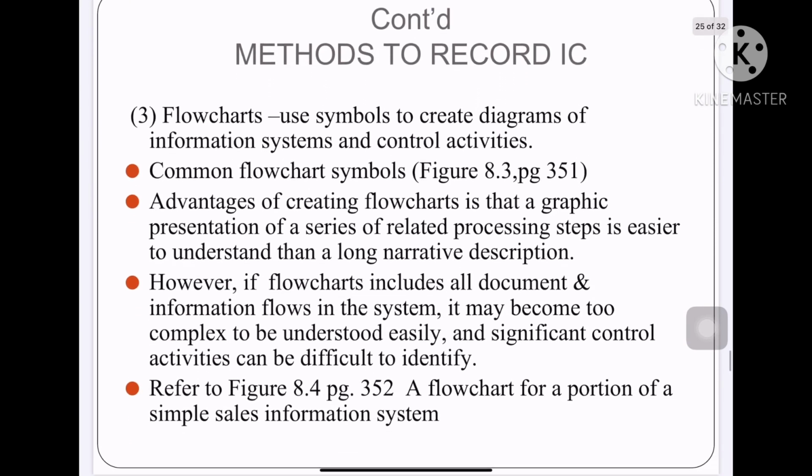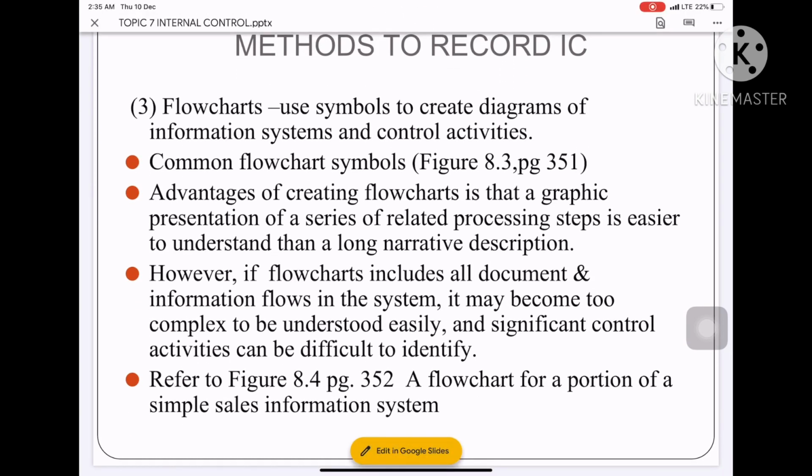Right, flowchart. So what is a flowchart? A flowchart uses symbols to create a diagram of the information system and control activities. The common flowchart symbols are on page 351. The advantages of creating a flowchart: it is a graphic presentation, and a series of related processing steps is easier to understand than a long narrative description. So when we see the flowchart, we are able to understand clearly.